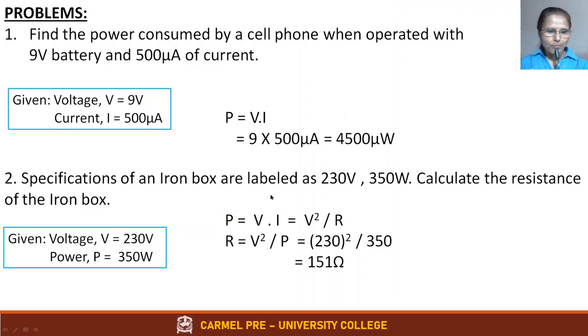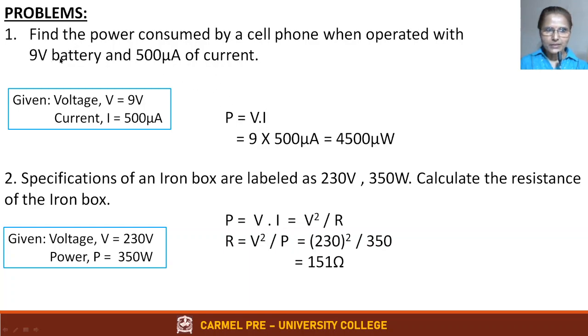Next we will take some problems. Okay, so the first problem is: find the power consumed by a cell phone when operated with a 9-volt battery and 500 microamps of current. So what is asked? You have to find power, and voltage is given, current is given. What is the equation for power relating voltage and current? We have P is equal to V into I.